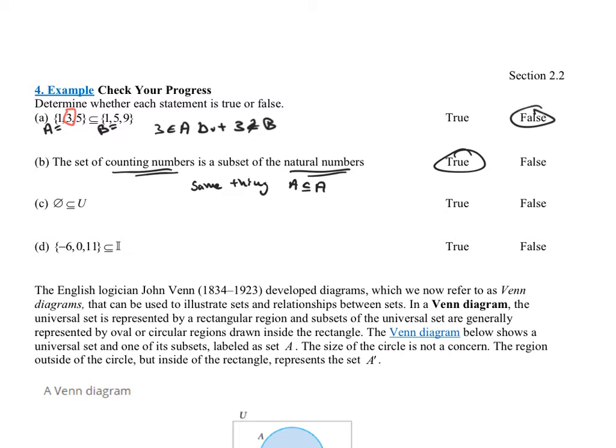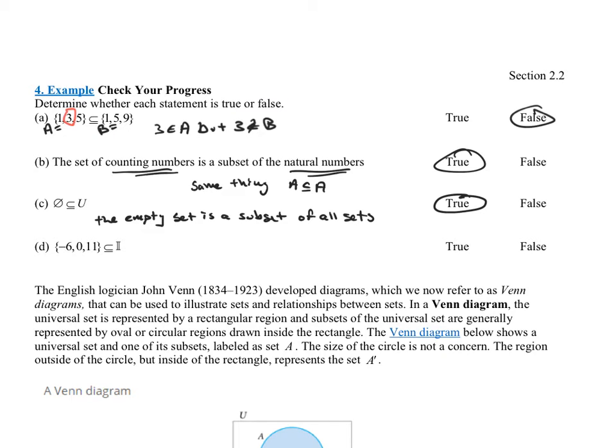Part C, the empty set is a subset of the universal set. Again, we know that that is a true statement. The empty set is a subset of all sets. So let's write that as our justification. The empty set is a subset of all sets.